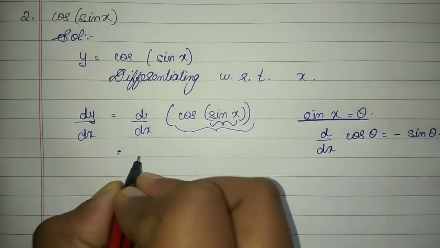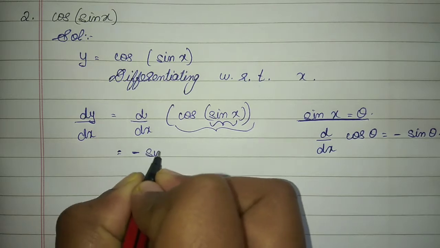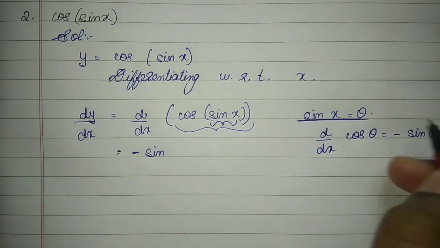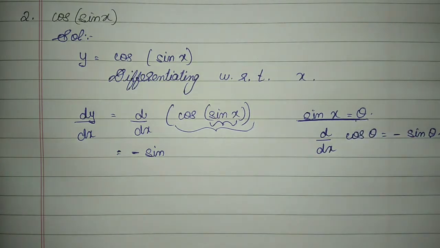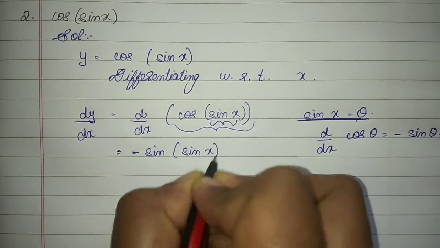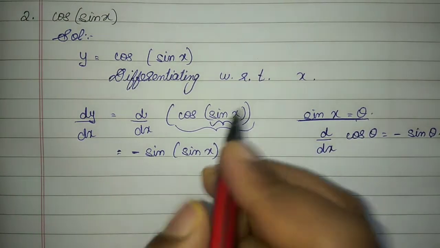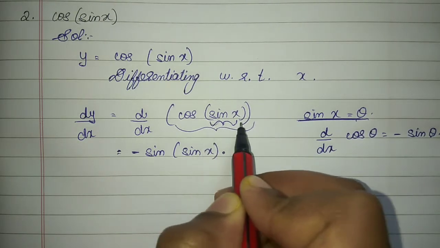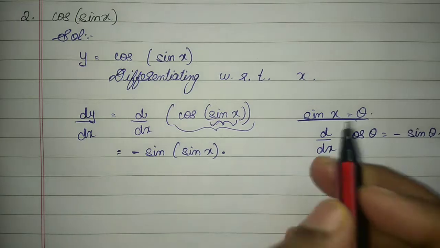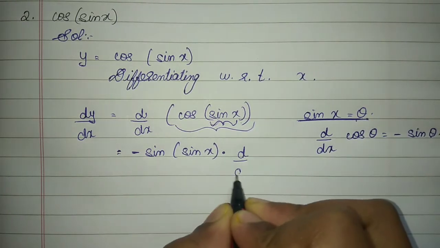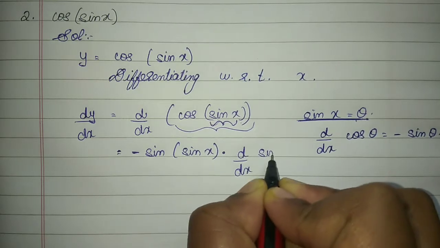So now I will have minus sin. What is my theta here? Is theta changing in the formula? No. So my theta should be as it is. What is my theta here? It is sin x. So sin x into, I have to go to the next function, that is theta. So my theta here I can directly just write theta. For your understanding, I said theta. So now we will be differentiating d by dx of sin x.